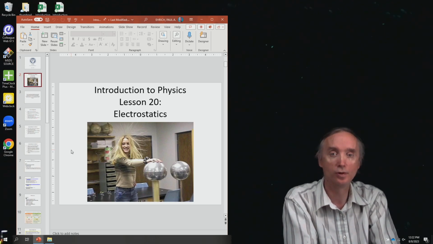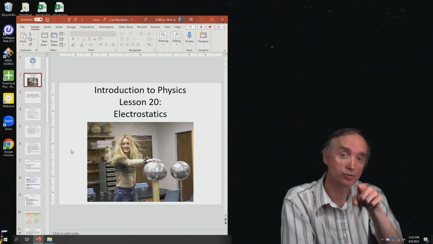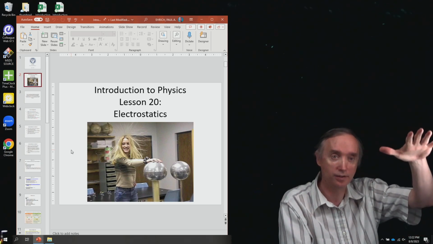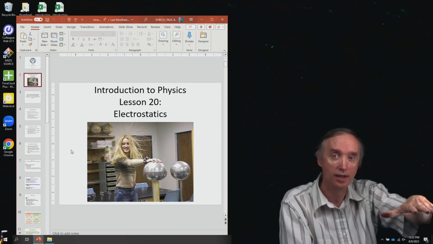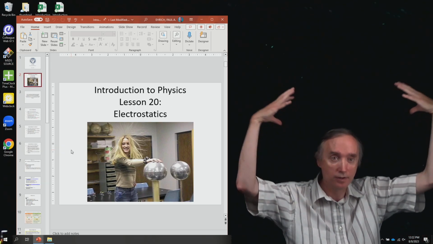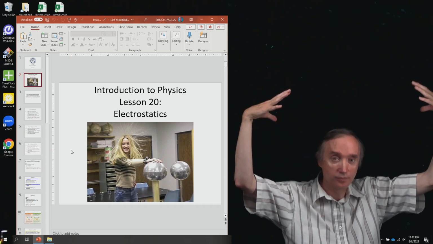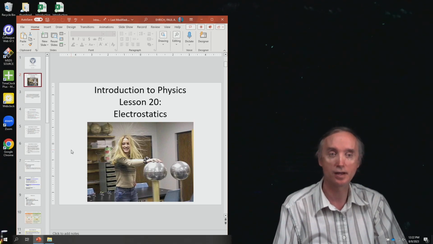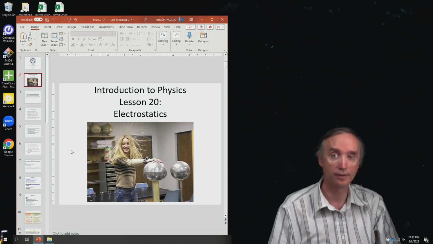So the first one was entitled Electrostatics, and now you should recognize what that device is that that lady is putting her hand on, and then you should also recognize the reason why her hair is standing on end. So if you have any understanding of electrostatics, you should recognize that as a Van de Graaff generator, and you should be able to explain how the Van de Graaff generator works, and you should explain why her hair is doing that.